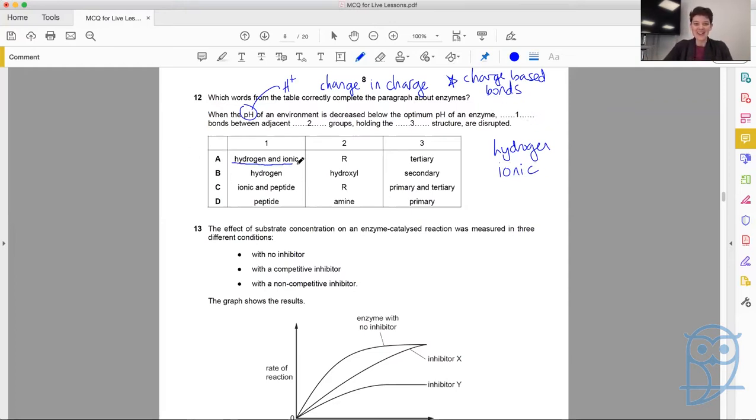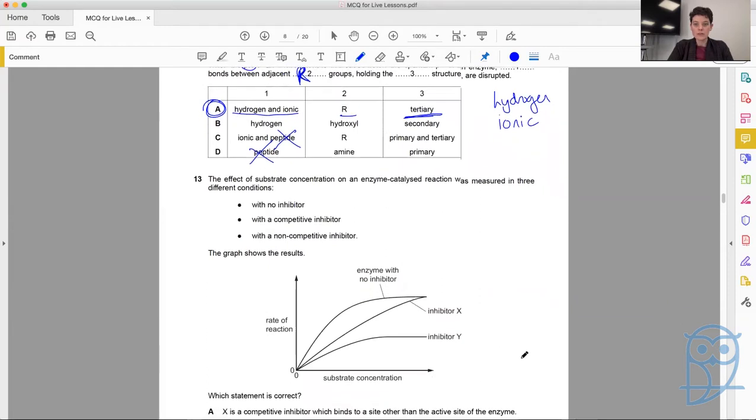Oh, look, there we go. Hydrogen and ionic. Adjacent definitely between R groups, okay? And holding the tertiary structure are disrupted. So there would be also some potential disruption of your secondary structure because your secondary structure, remember, is based on your hydrogen bond, charge-based bond. But there is no option here for secondary and tertiary. So we are looking then just for option A, hydrogen and ionic, R groups and tertiary. Obviously anything with a peptide would be on. So we're doing the tertiary structure for this one. Okay. So next one.